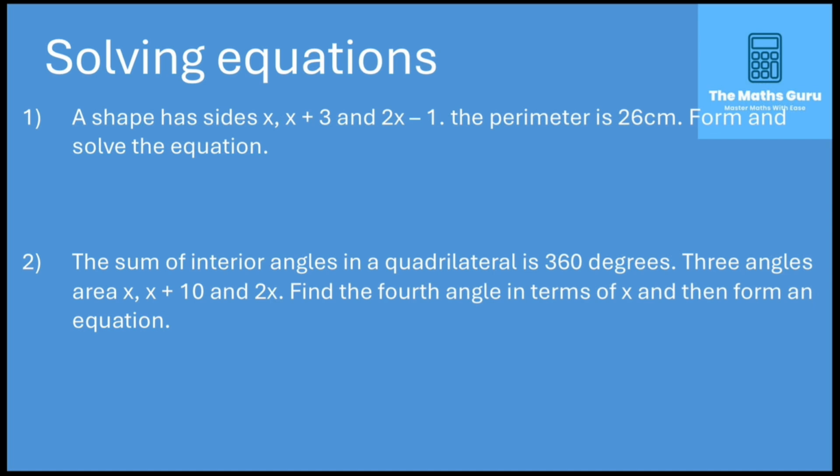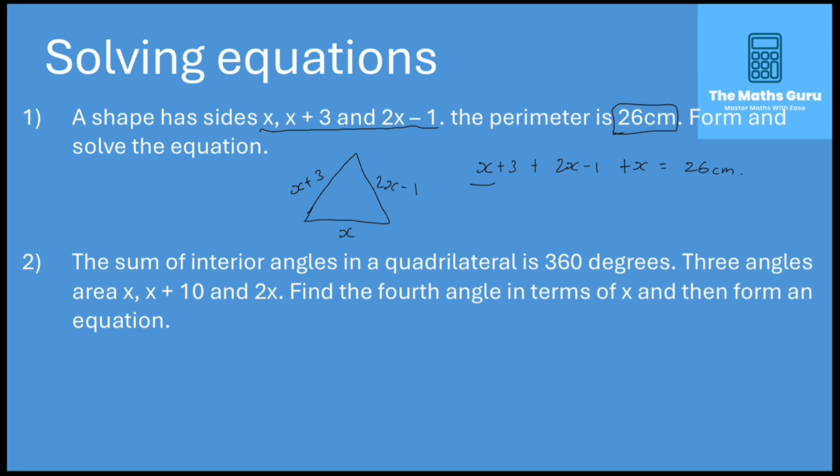Okay, now let's look at solving equations. A shape has sides x, x plus 3, and 2x minus 1. The perimeter is 26 centimeters. Form and solve the equation. Obviously in this case, we have 3 sides, so we're dealing with a triangle. Let's call the sides x, x plus 3, and 2x minus 1. We know the perimeter is 26 centimeters, and the perimeter is all the edges added together.